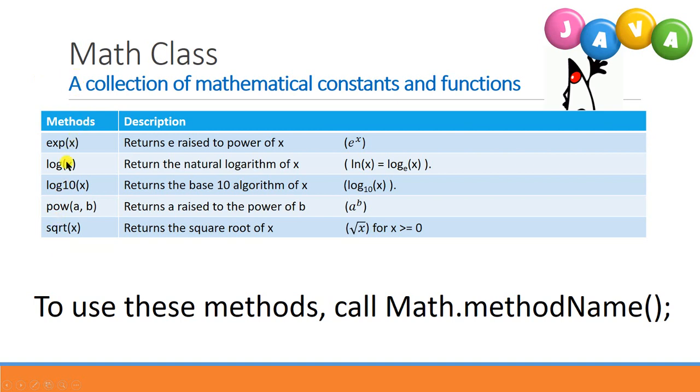And we also have different power and exponential functions, including the exponential function and log function. This log function would be the natural log. And then we have the log10 function, power function, and square root function. To use these functions, you need to put the class name Math, then the method name. For example, for exponential, you do Math.exp, parentheses, and your parameter x. That will return you e to the power x.